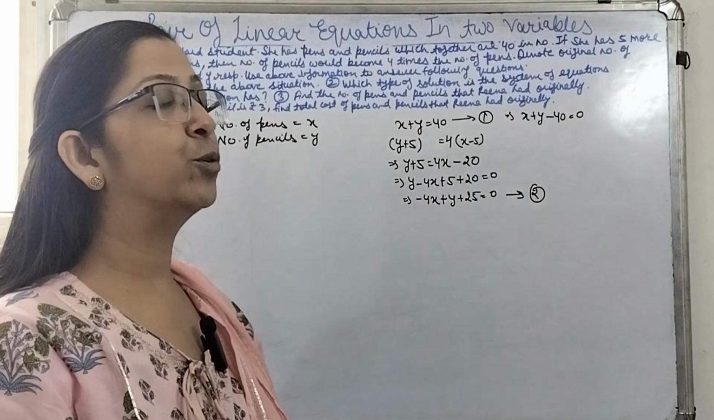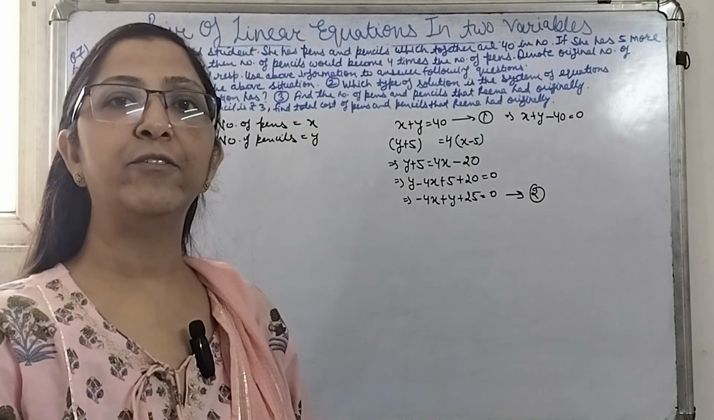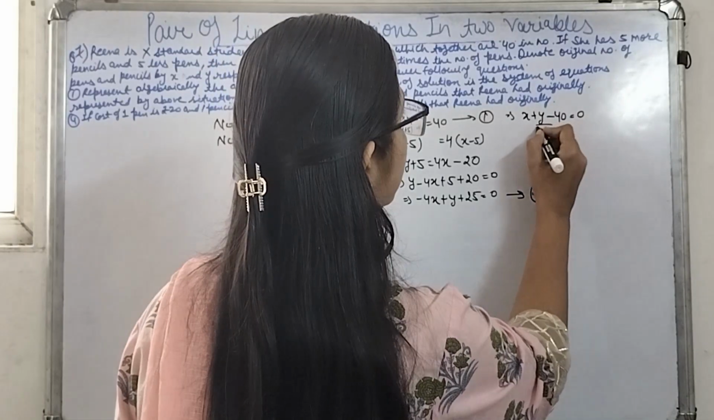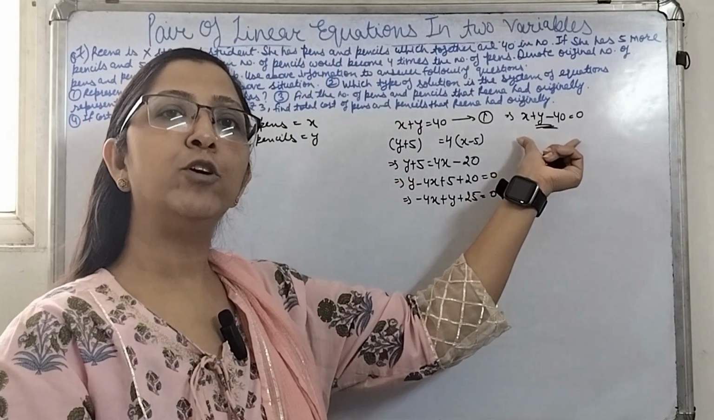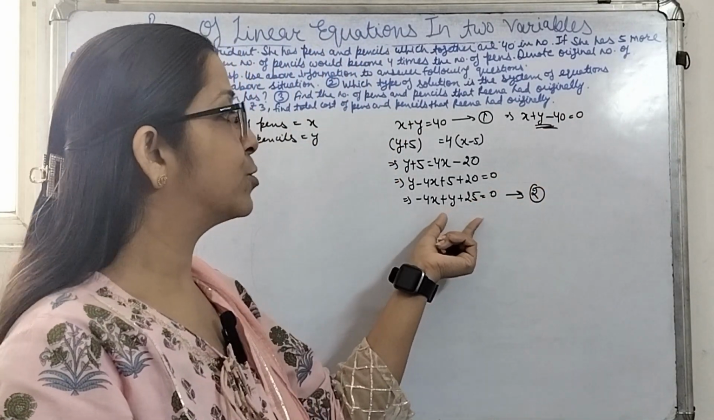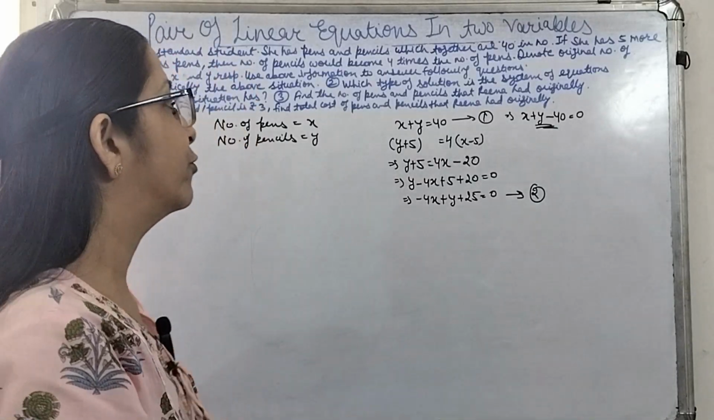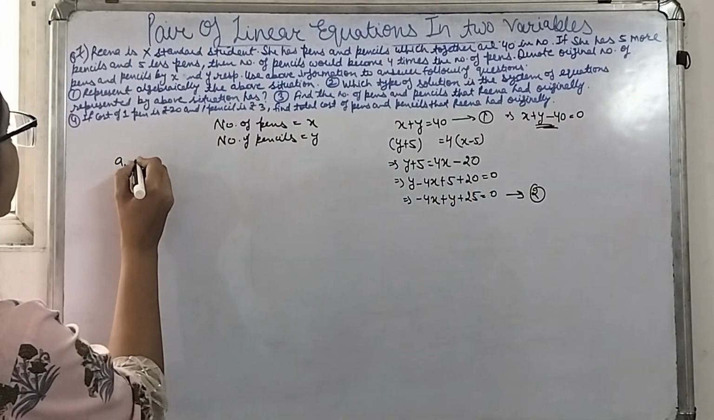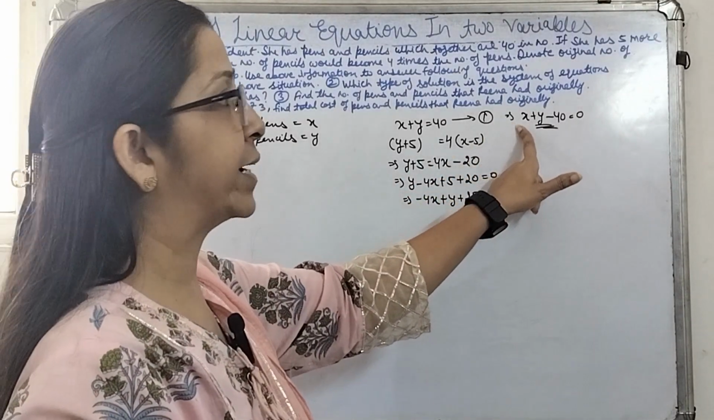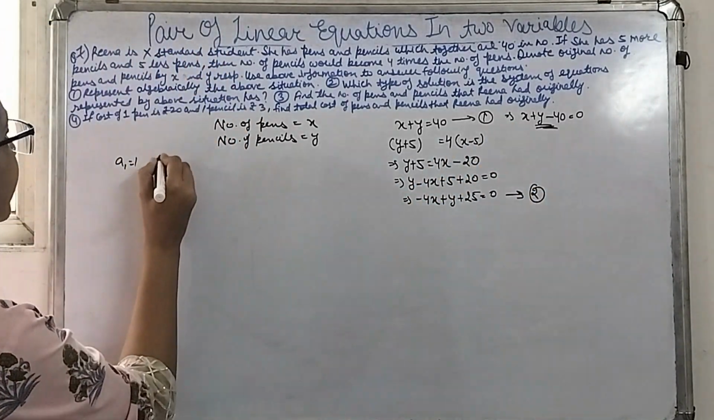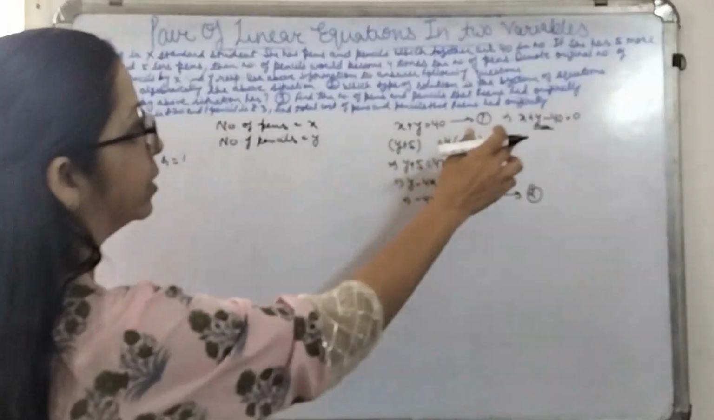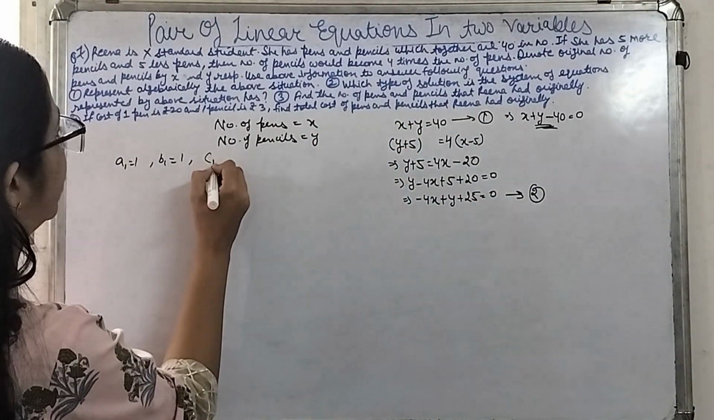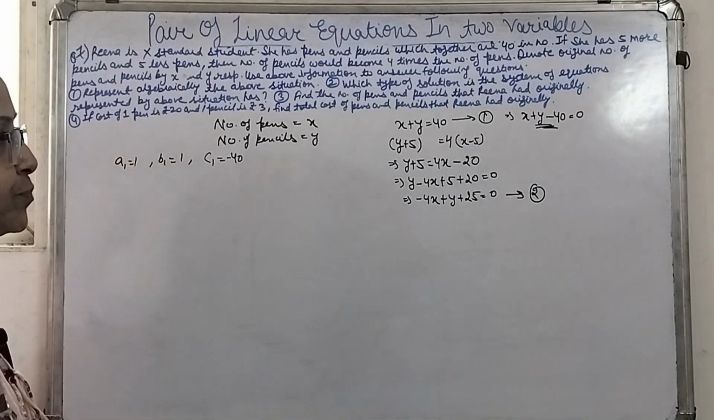For that, what we need to do is, we have to find the ratio of a1 over a2, b1 over b2 and c1 over c2. If we are going to compare this with the standard form of the equations, we can see from this equation, value of a1 is 1, that is coefficient of x is 1, coefficient of y, that is value of b1 is also 1, coefficient of the constant term is minus 40, that is the value of c1.